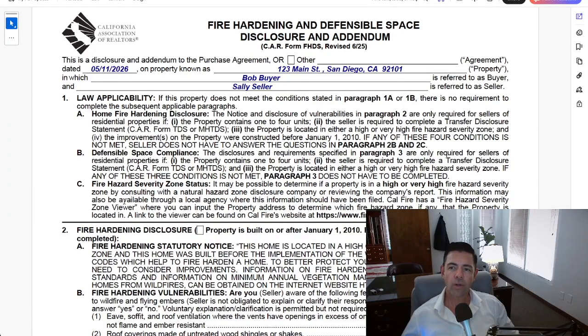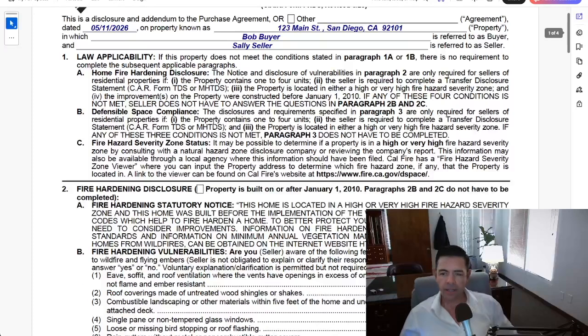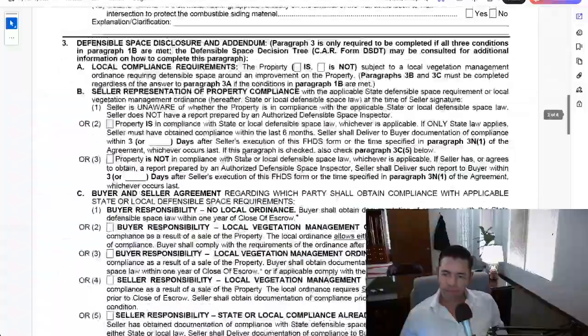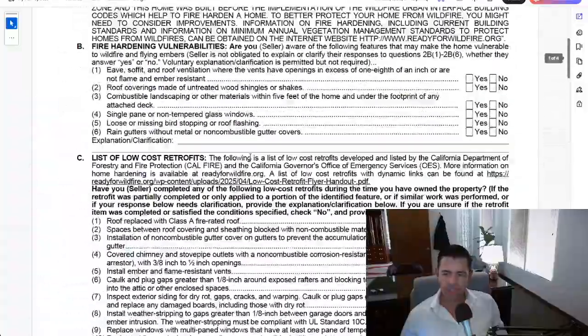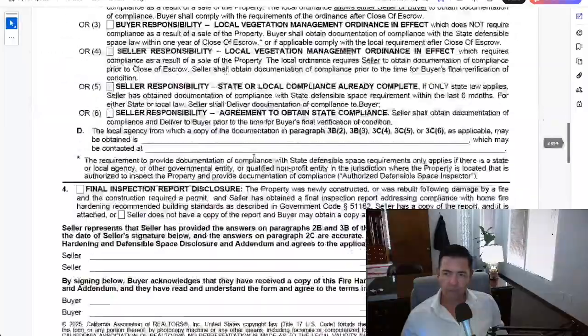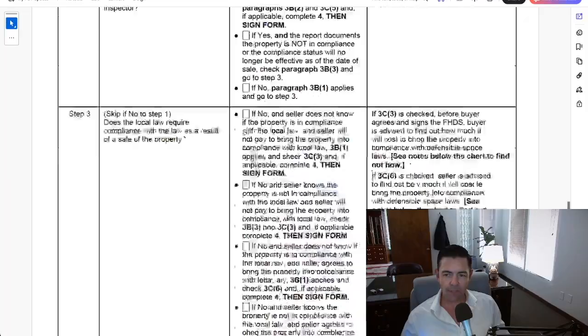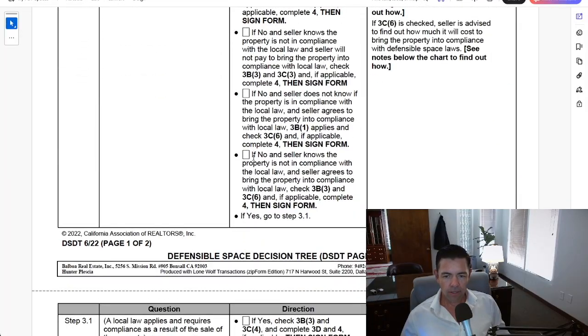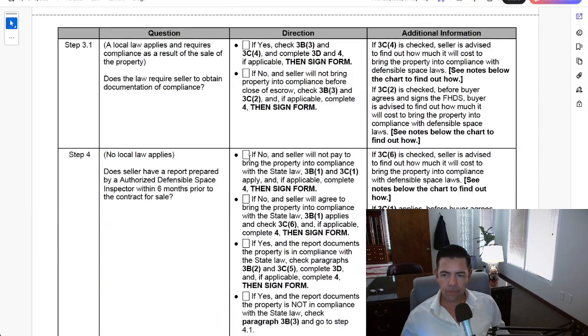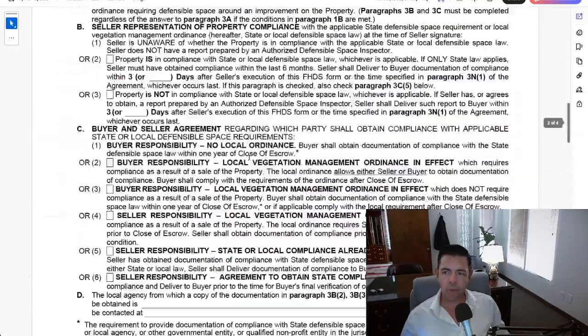This is a tutorial on the Fire Hardening and Defensible Space Disclosure and Addendum C.A.R. Form FHDS Revised 625, but here we are in May of 2026, and this is the current version of a 4-page form. Now, really, this form's just 2 pages, but the last 2 pages are dedicated to a decision tree to help people fill this out because this form can get very confusing very quickly. But we are going to simplify it in this tutorial.